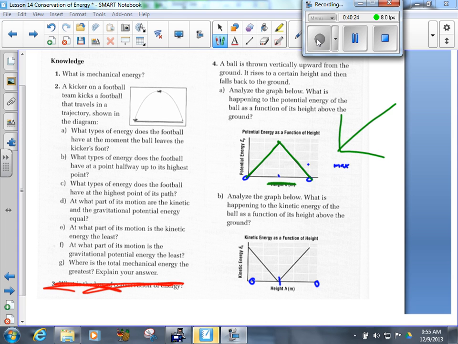Now, B, same problem. They've got kinetic energy as a function of height. And yes, the first part of the graph is right. But then for some reason, magically, as height increases, kinetic energy just suddenly gets bigger. Last time I checked, things don't just magically start accelerating upwards at some height. It doesn't work that way. This graph should look like this. If we want to have a graph with this shape, it's kinetic energy versus time, not kinetic energy versus height.